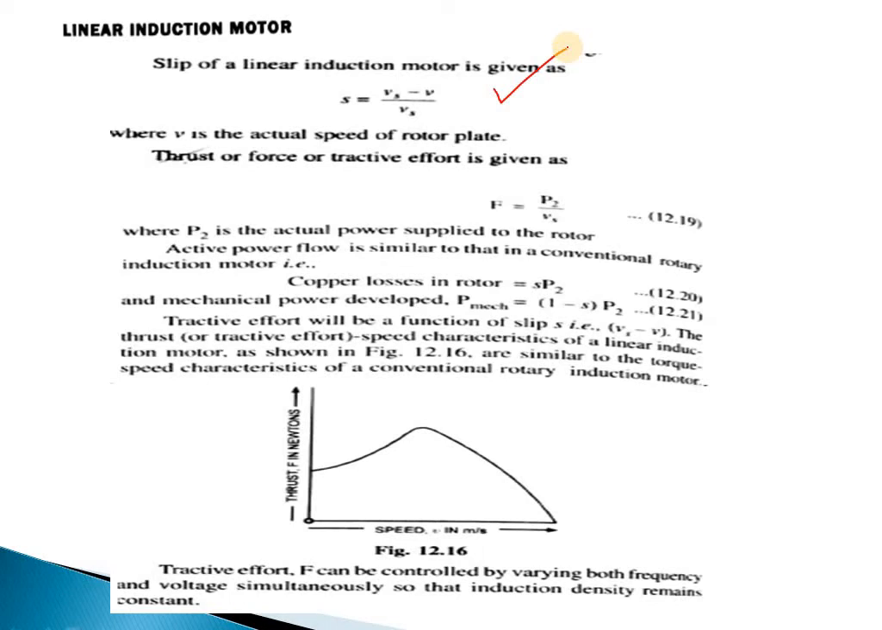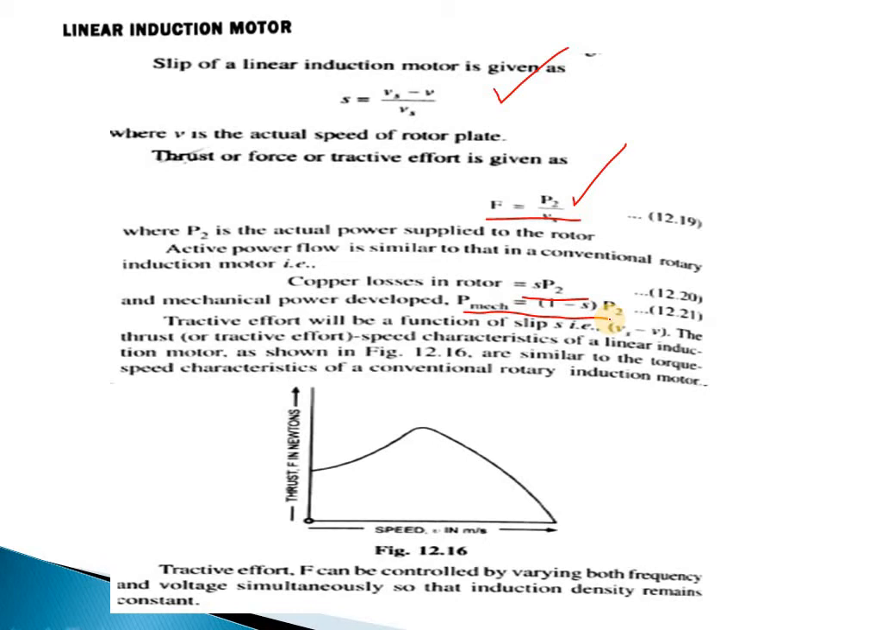Now, thrust or force or tractive effort in case of a linear induction motor is F equals P2 by Vs, where P2 is the actual power supplied to the rotor, and active power flow is similar to that in a conventional induction motor. That is, copper loss in the rotor equals S into P2. And mechanical power developed is P mechanical equals (1 minus S) into P2. The tractive effort will be a function of slip, that is Vs minus V.